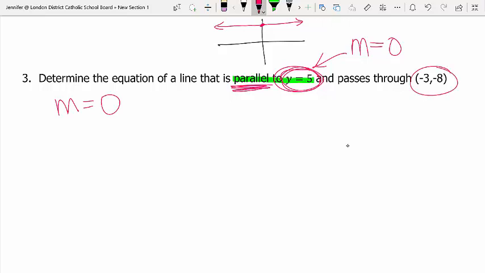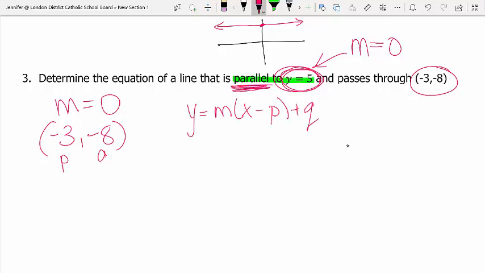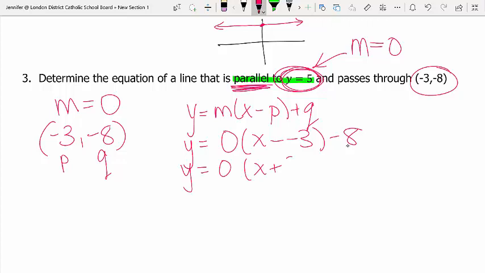And then it passes through the point -3 and -8. Okay? So let's plug that into our slope point formula. So this is P and this is Q. So our slope is 0, P is -3, and Q is -8. Okay? Let's simplify inside the brackets. And then let's do distributive property. So 0 times x is just 0. 0 times 3 is also just 0, so that all cancels out, and we're left with just y equals -8.